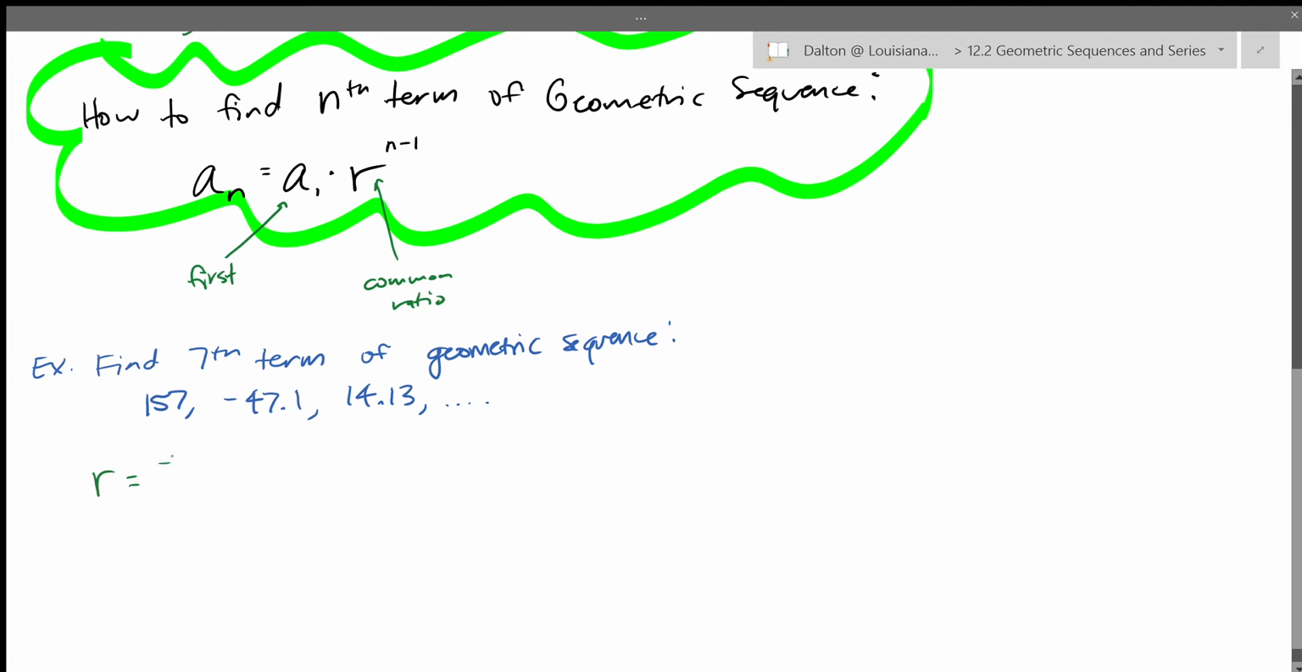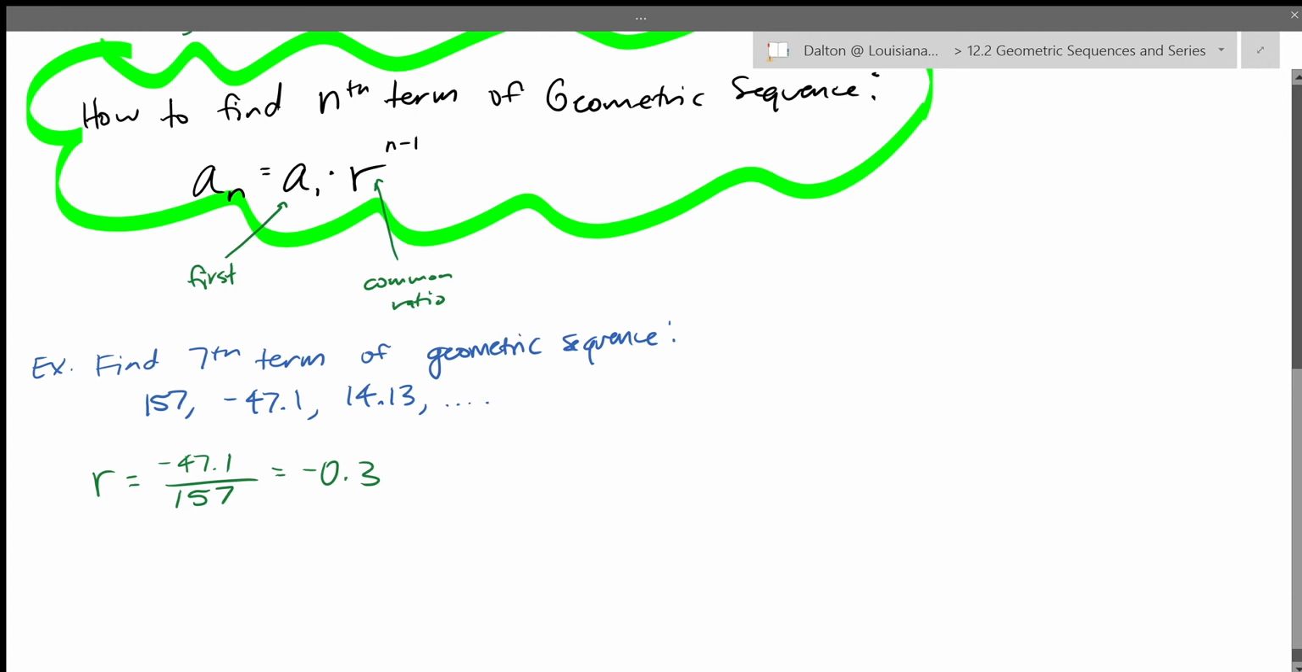So again, to find that common ratio, you just divide any term by the term before it. So I'm going to divide negative 47.1 by 157. And again, it would have worked had you done 14.13 divided by negative 47.1. Either way, you'll get that the common ratio is negative 0.3.